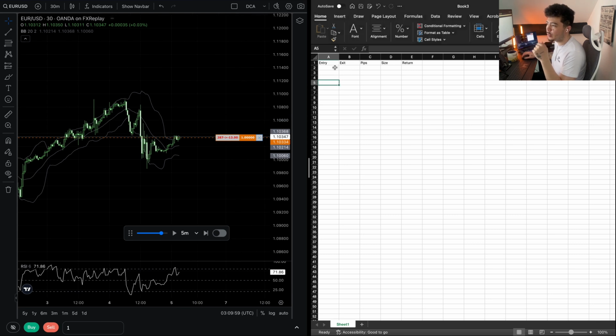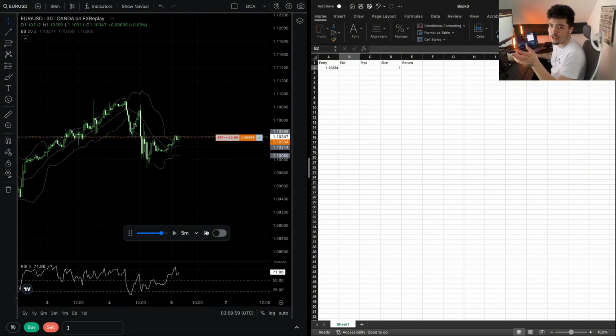Okay. So first of all, we've got the position. So we need to just input the entry here. So it's 1.10334. The size is 1. So we don't have a return yet. Obviously, we've not taken profits. We don't have the pips yet. We've not taken profits and exit. We've not closed the position yet. So we don't have that. So we're just logging the position for now.